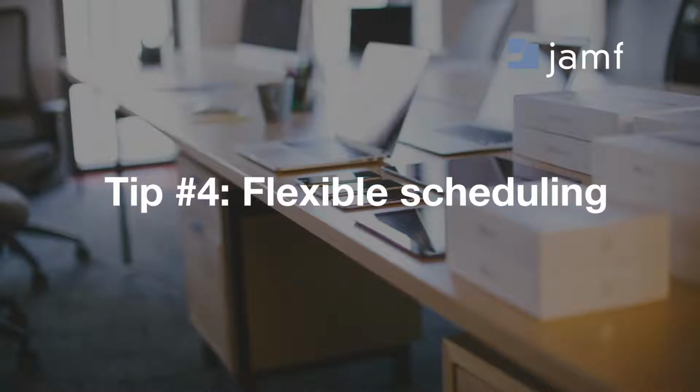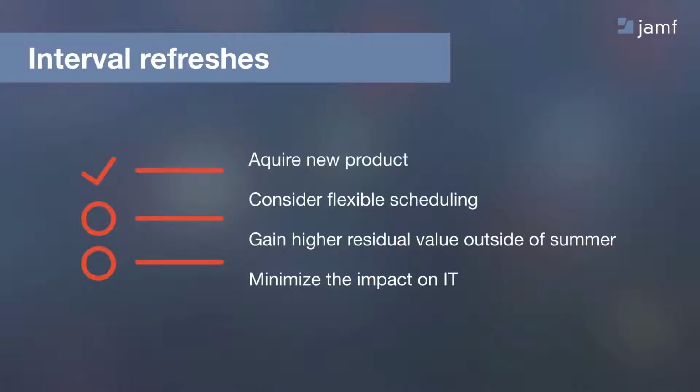So in tip number 4, we take a look at flexible scheduling. And flexible scheduling is something that's really critical for you to know, especially if you're looking at avoiding that typical summer refresh. So if we take a look at interval refreshes, which is really what flexible scheduling is, the key steps here are to, first and foremost, acquire your new product. And the way that you're going to want to do that is by setting up a lease with Apple to make sure that you can get all of your product in-house.